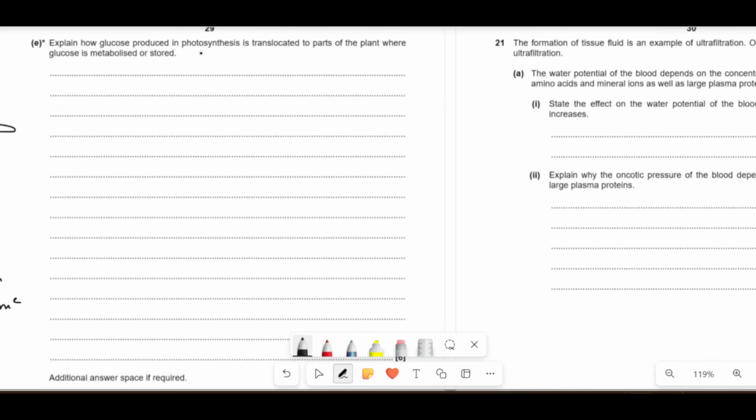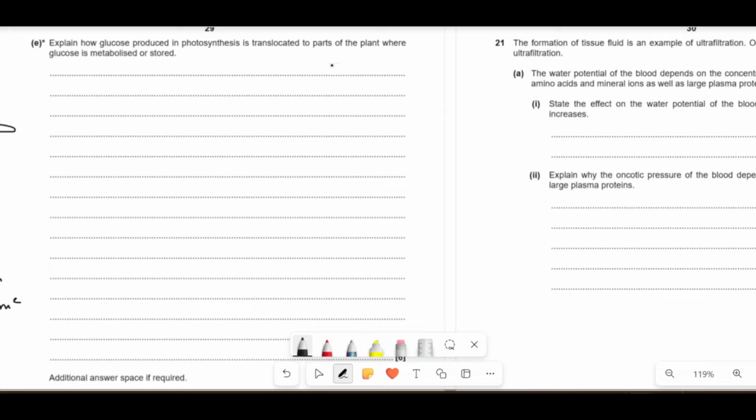Explain how glucose produced in photosynthesis is translocated to parts of the plant where glucose is metabolized or stored. So it's not asking you to describe photosynthesis, it's saying how is the glucose made, moved to different parts where it's either metabolized or stored. So what it's asking you to describe is translocation, which is where you move dissolved substances to where they're needed.